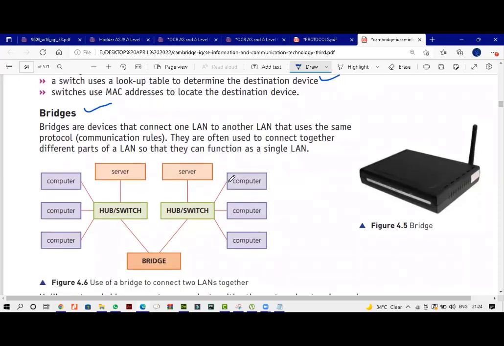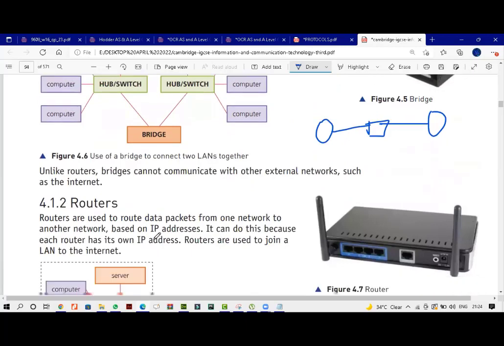So bridges basically are there to connect two LANs together. You have two LANs, you want to connect them together, you need a bridge. A bridge again is not a very intelligent device. It's just there as a connector. One example over here is we have one LAN topology here, one over here. I want to connect them, so I use a bridge.